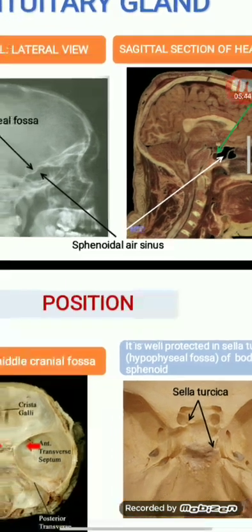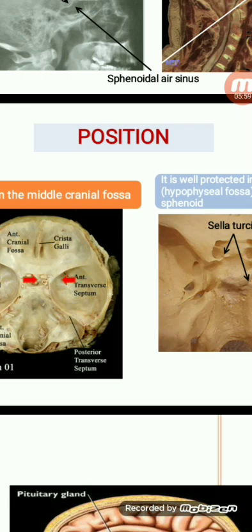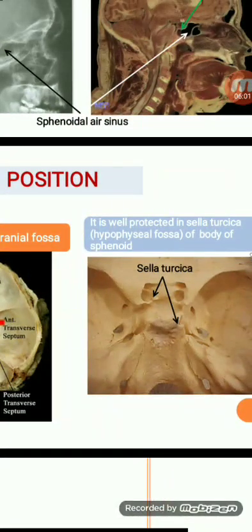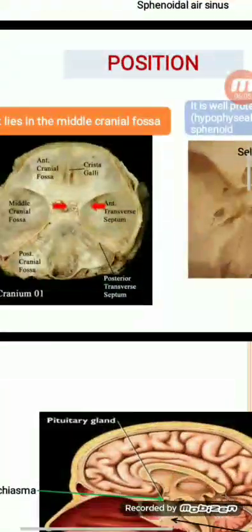Take a look at the pituitary gland. It is located in the sphenoid bone in the middle cranial fossa. As you can see, take a look at the anterior cranial fossa, middle cranial fossa, and posterior cranial fossa. It is located in the sella turcica of the sphenoid bone in the middle cranial fossa.